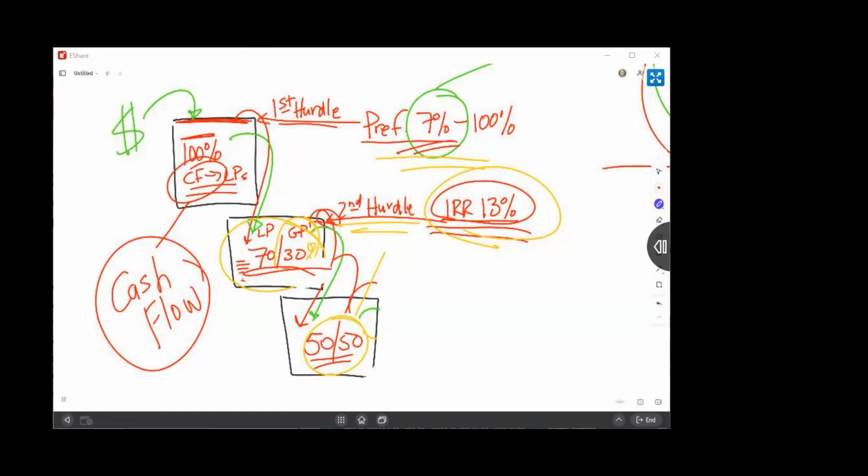Is there a tax consequence to the GP? Yes, there is. So you do have to pay taxes on the gain that you actually receive when you actually sell the asset, or on the others as well.